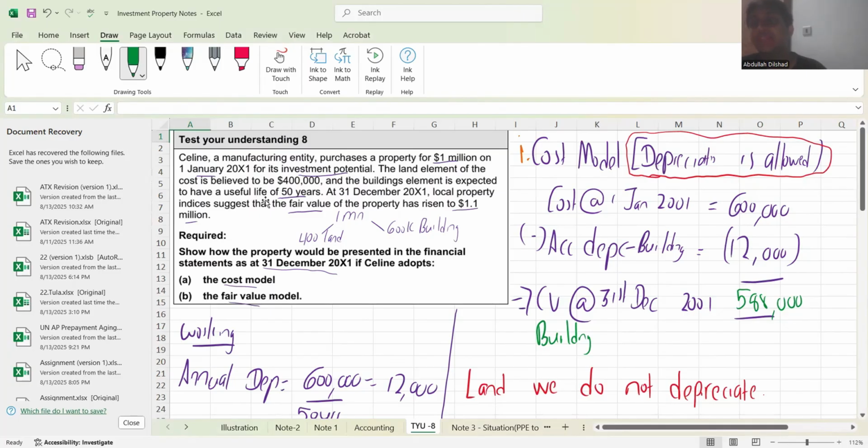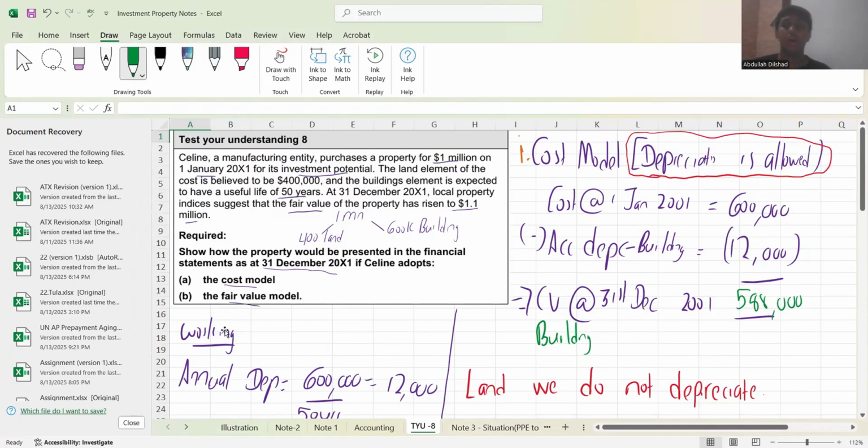Okay, so the building has a 50 years useful life, then obviously we need to check whether we need to calculate depreciation or not. It depends on the model that you are planning on using. Okay. At 31st December 2001, I guess this would be your reporting date. Can you all see here? 31st December 2001 is your closing year end, right? Local property indices suggest that the fair value of the property has risen to 1.1 million.